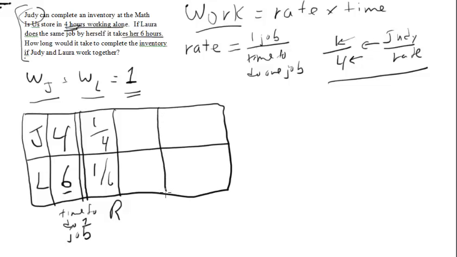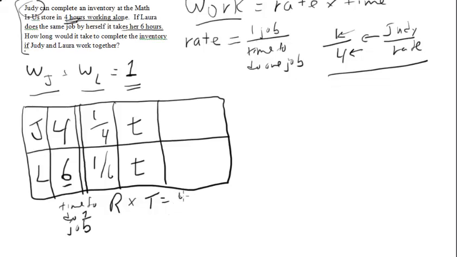The second block is going to actually be my time. Now, if we read the problem, we don't know how long they actually spend time working together, but we do know they work the same amount of time. So that's going to be our variable. So Judy worked time t. Laura also worked time t. Now, our equation is actually coming together because rate times time equals work done.